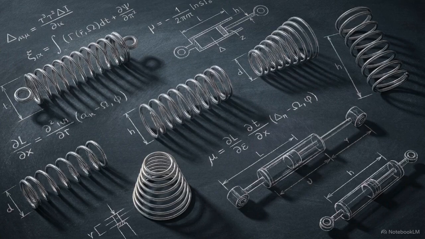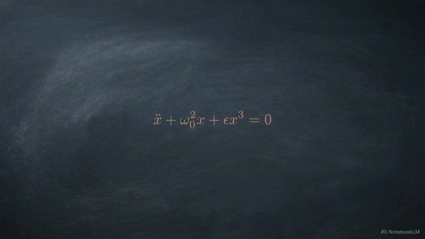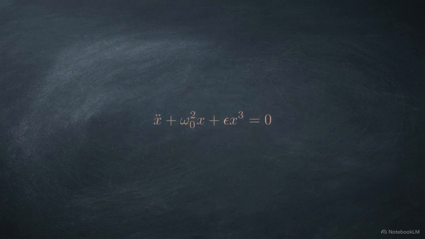Numerical methods provide evidence for specific cases, but deriving general design rules for these systems requires a different set of approximate analytical techniques. We begin with systems classified as weakly nonlinear. Here, the nonlinear component acts as a slight deviation from a perfectly solvable linear system. In perturbation methods, we introduce parameter epsilon to express the solution as an infinite power series.